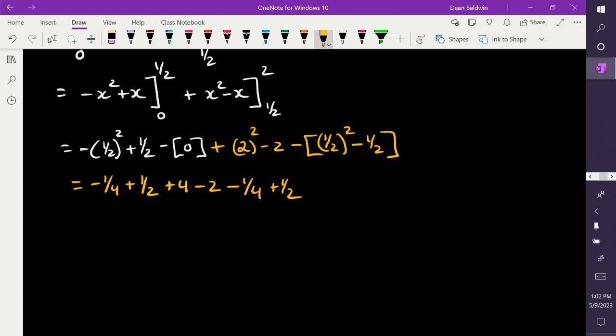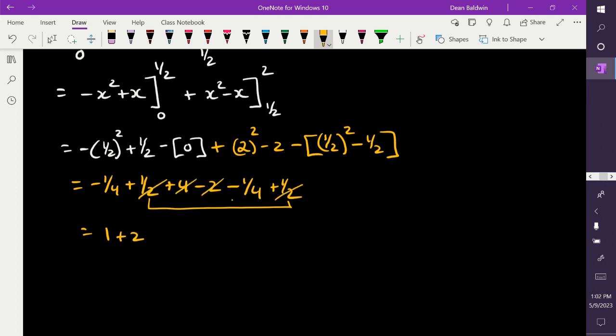Is everybody okay with that? Okay. What's a half and a half? A whole, a 1. So I'm going to get 1. 4 minus 2 is 2. So those are gone.